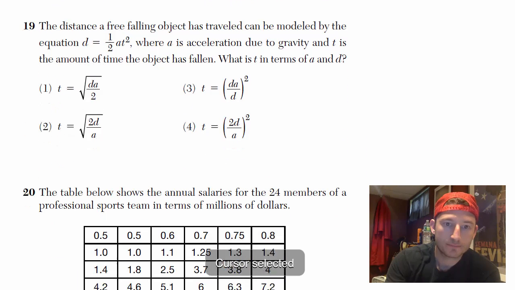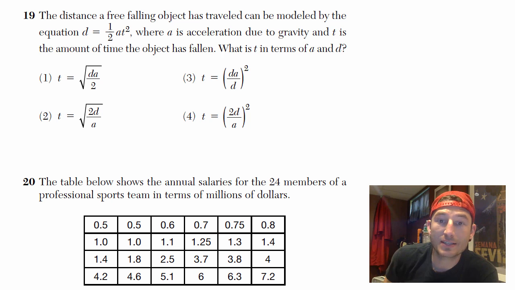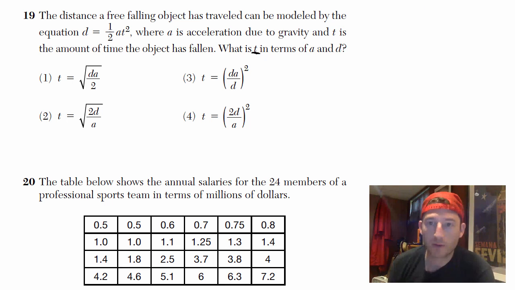All right, 19. The distance a free-falling object has traveled can be modeled by the equation d equals 1/2 at squared, where a is acceleration due to gravity and t is the amount of time the object has fallen. What is t in terms of a and d? So basically it's a wordy question that's just asking you get t by itself. That's all it's saying there. So I'm going to write the equation again over on the top here. d equals 1/2 at squared.